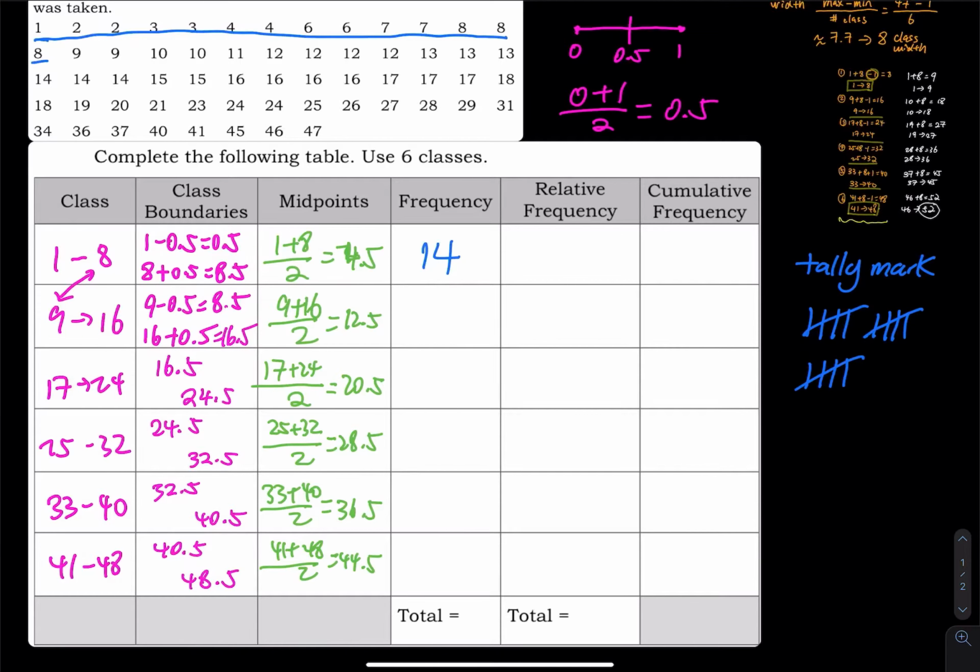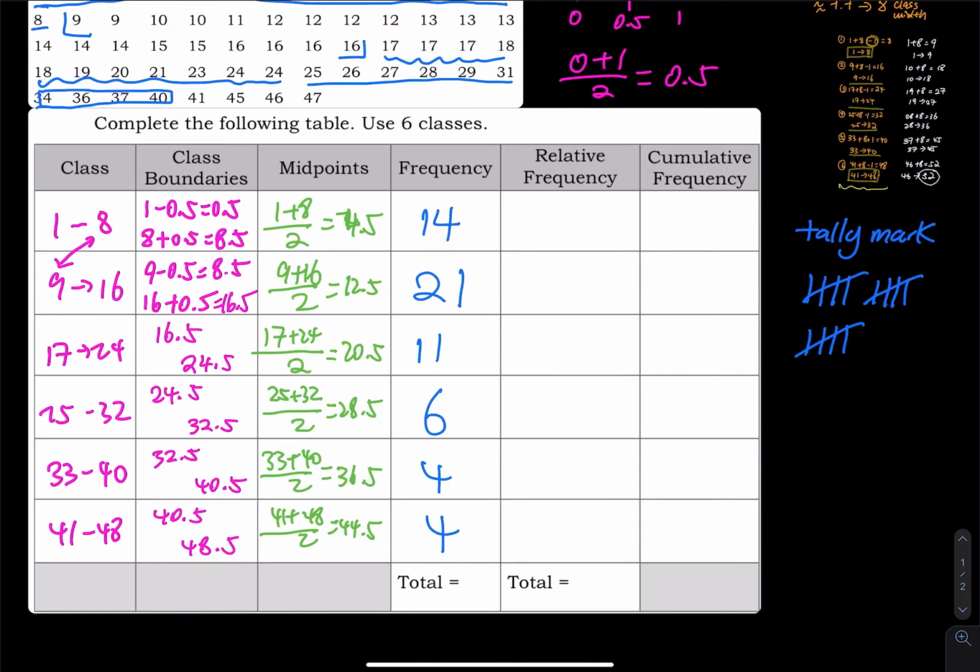And then the next one is 9 to 16. So we have 9, and then we go all the way to 16, right? So how many numbers are there? The answer is 21. And then 17 to 24, all the way to 24, there are 11 numbers. And then 25 to 32, we have 6. And then 33 to 40, we have a 4, and then the last one is also a 4.